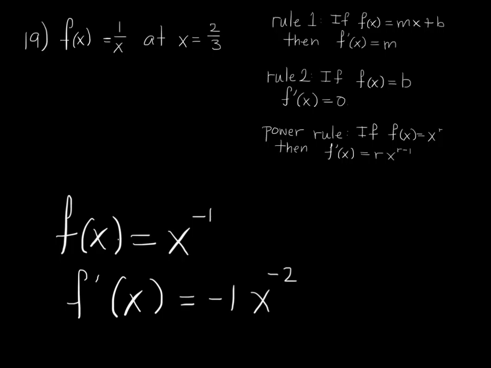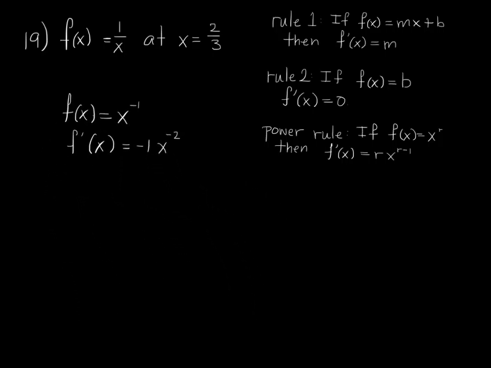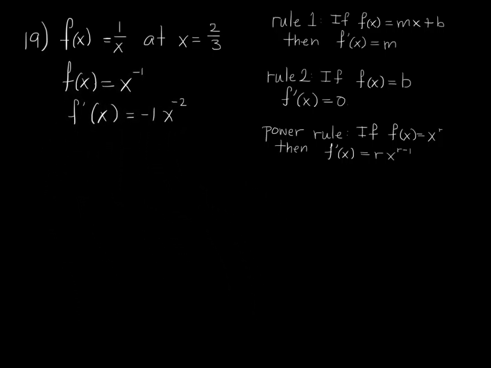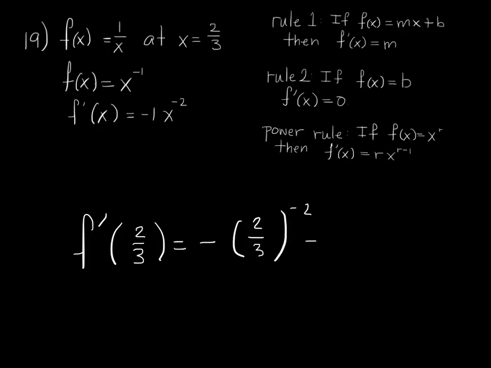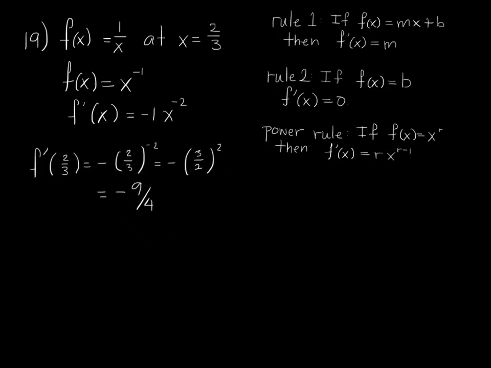Okay, let's go ahead and evaluate it at a point now. So we have f prime of 2/3 equals negative 2/3 to the negative 2. We can clean this up a little bit. Getting rid of the negative power flips the fraction, and we can even go farther, giving us negative 9/4. And that's our answer.